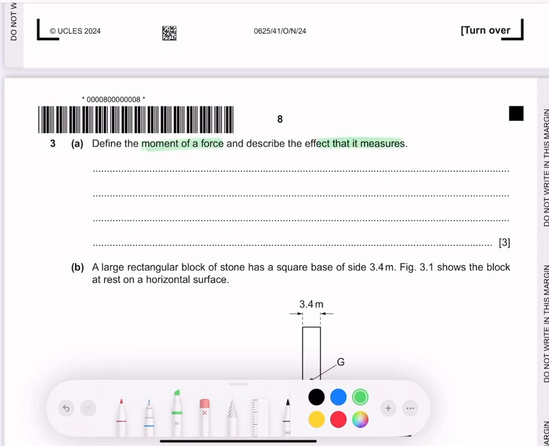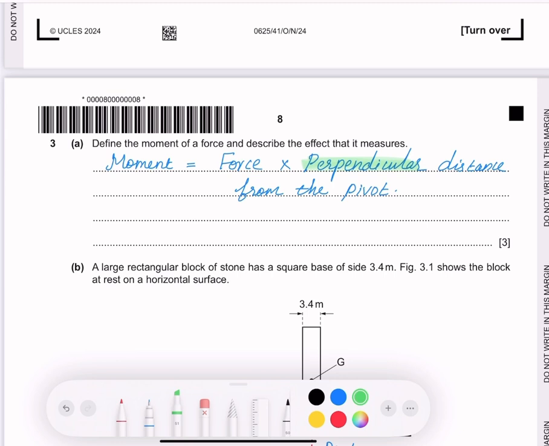So this question consists of two parts. Initially we need to define the moment of a force. To define moment of a force, we can write the word equation of moment. Moment is force times perpendicular distance from the pivot, where perpendicular is a very important word. If you skip that word, you will lose 1 mark.